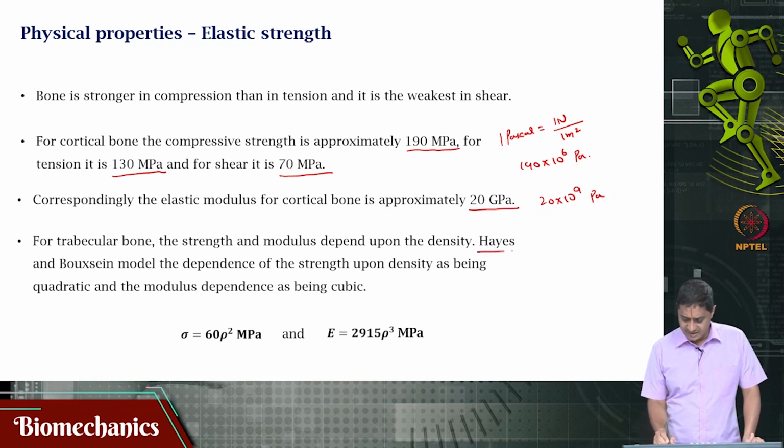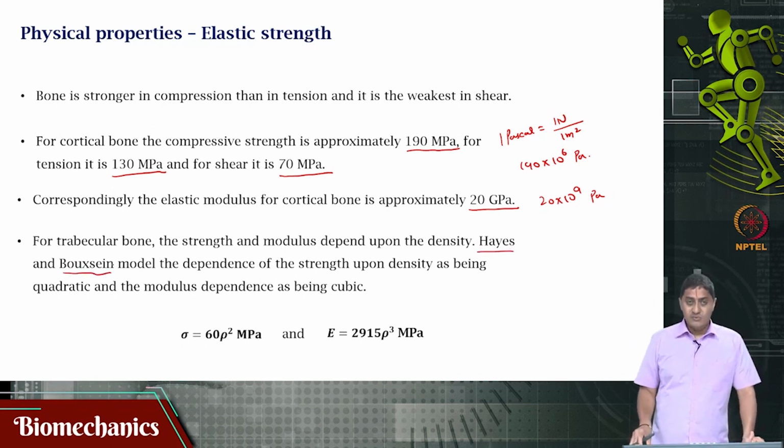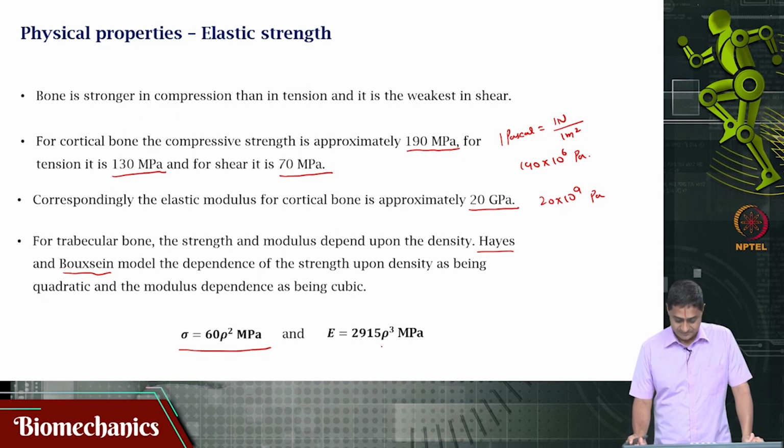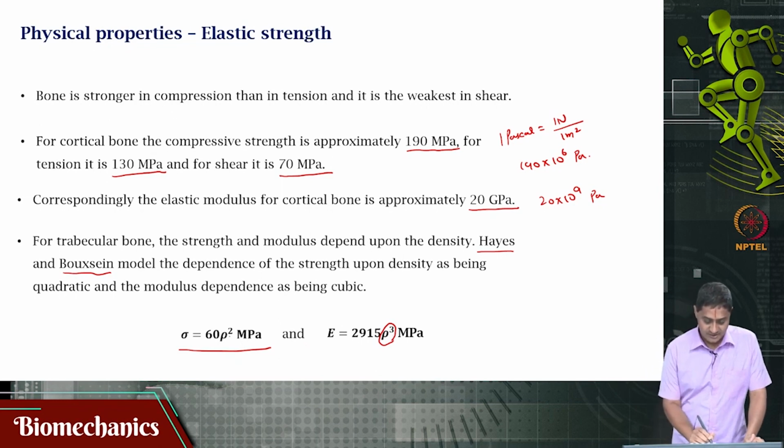One such model is the Hayes-Boxsin model, which relates the strength to the density as being quadratic, and the modulus as being cubic. So, the elastic modulus is a function of rho cubed and the strength is a function of rho squared.